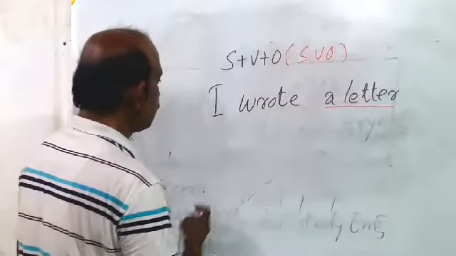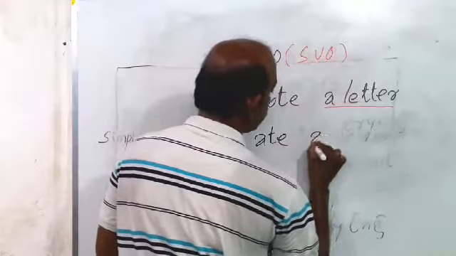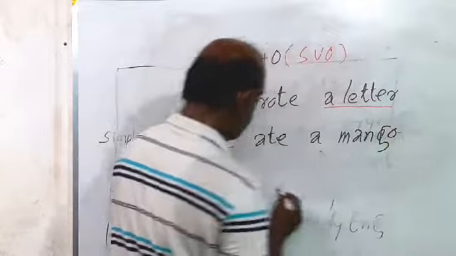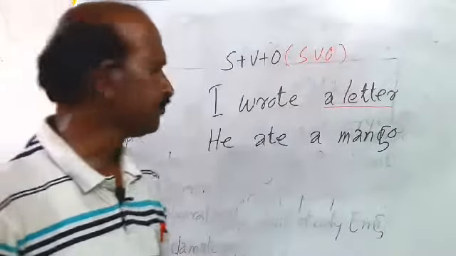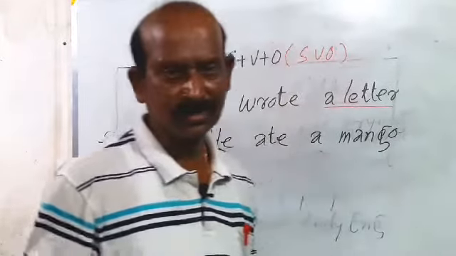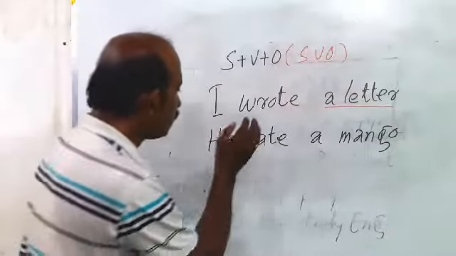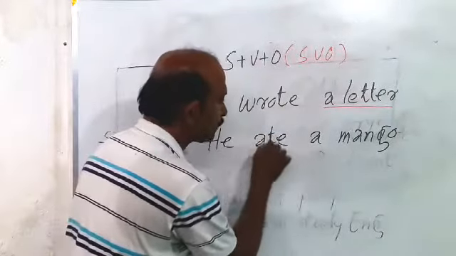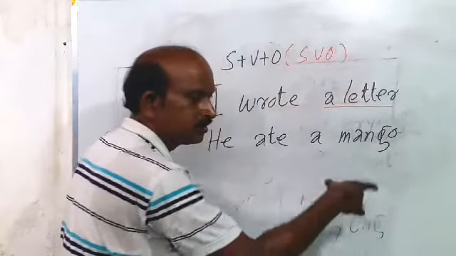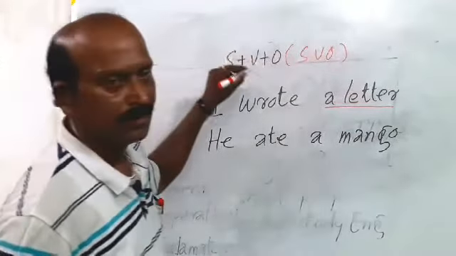Likewise, he ate a mango. In this sentence, there are also four words. He ate a mango. A mango is the object. He ate a mango means the action, this verb, passes over this word. So this is called the object. And this pattern is known as SVO.